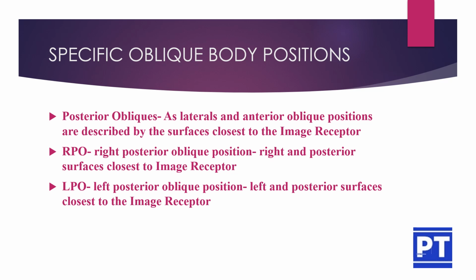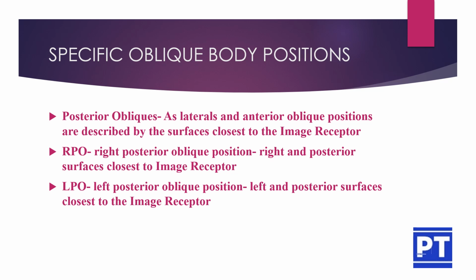Again, we are moving on to the specific oblique body positions. Posterior oblique. As lateral and anterior oblique positions are described by the surface closest to the image receptor, right posterior oblique position means the right posterior surface is closest to the image receptor. Left posterior oblique means the left posterior surface is closest to the image receptor. The same thing we have discussed above.